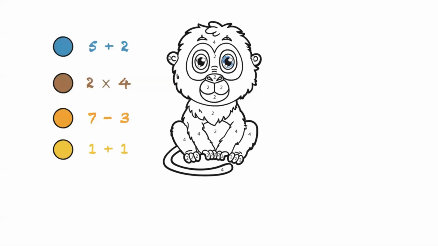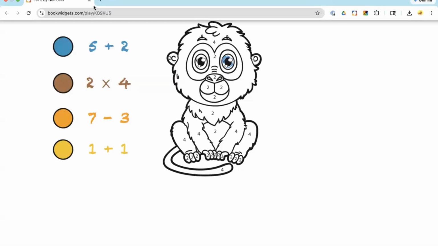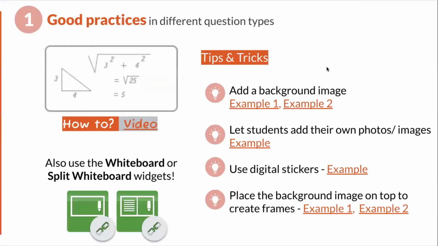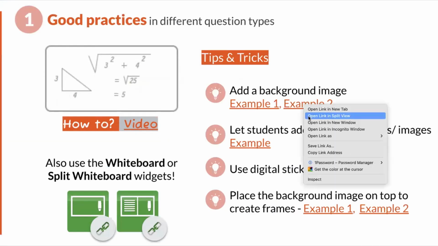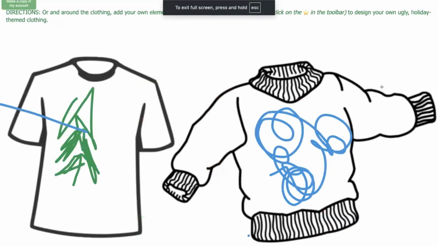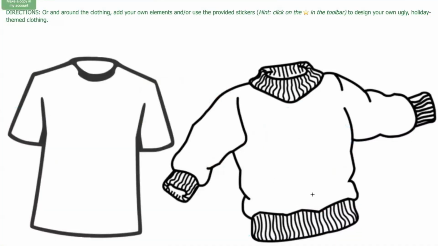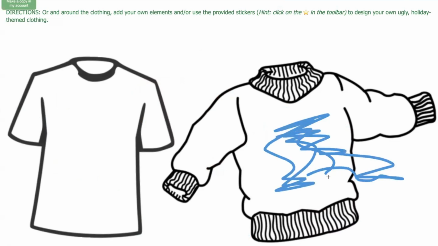But then you could also make it where the image becomes like a frame. So if you have the background image on top, let me clear my. So you can have students decorate sweaters and they could color on the sweater itself and even color outside the lines if they so choose.